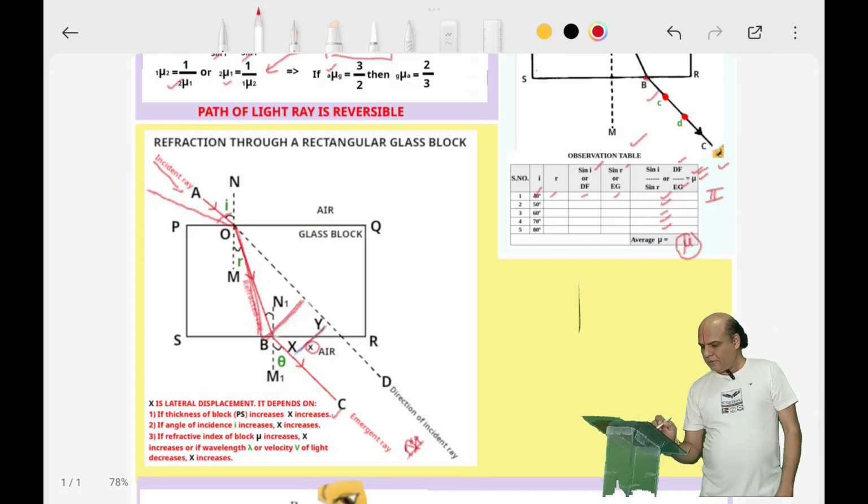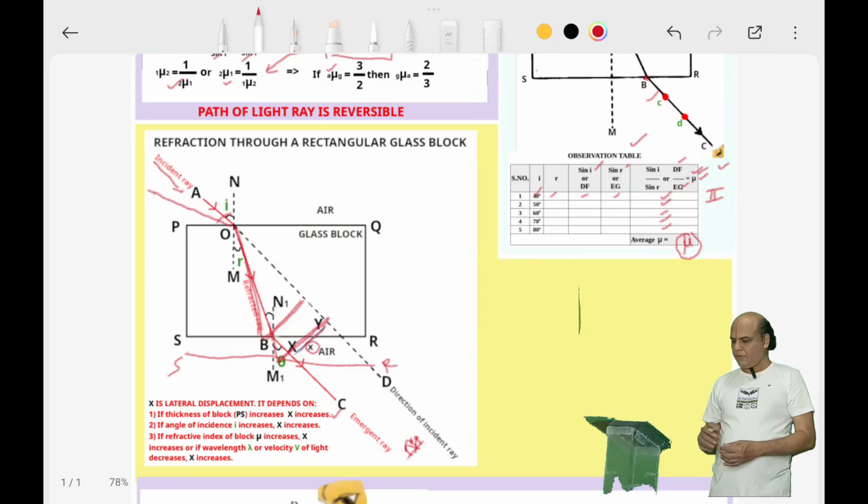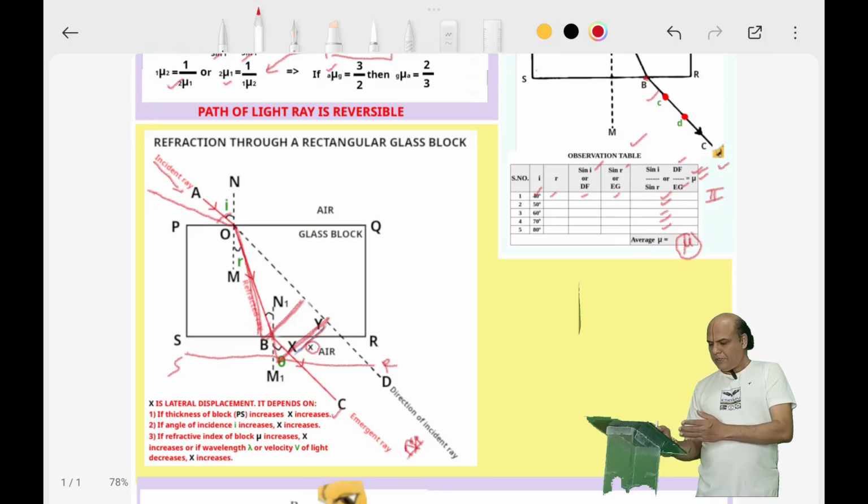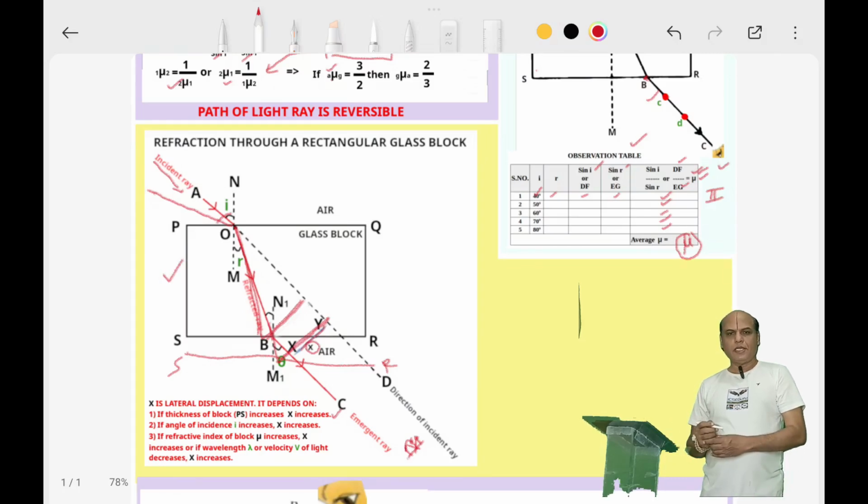Second, now suppose I increase the thickness of this rectangular block, and this is my new boundary. So what will happen? The refracted ray will come here. So you see, the lateral distance will increase. That means if the thickness of the rectangular glass block is increased, then lateral displacement would also increase. That is second point.